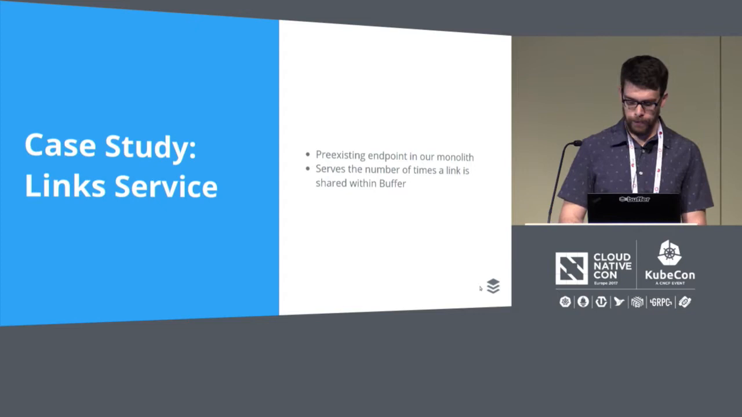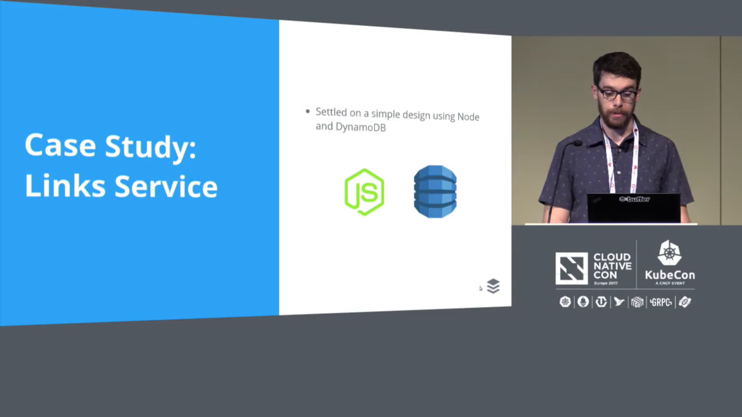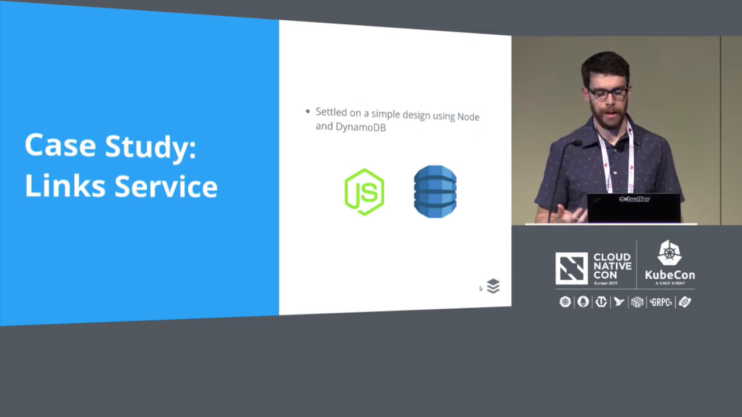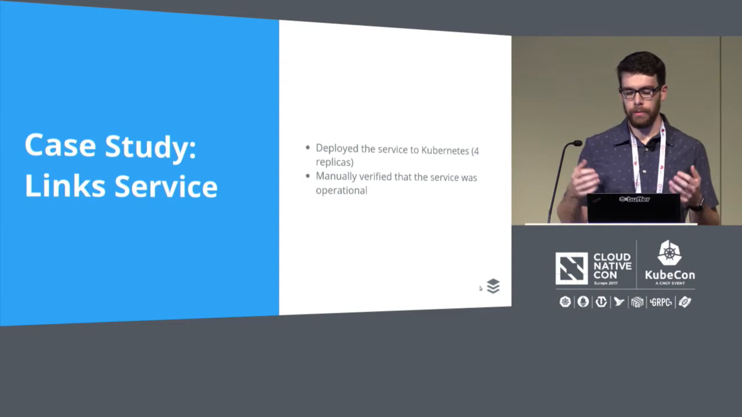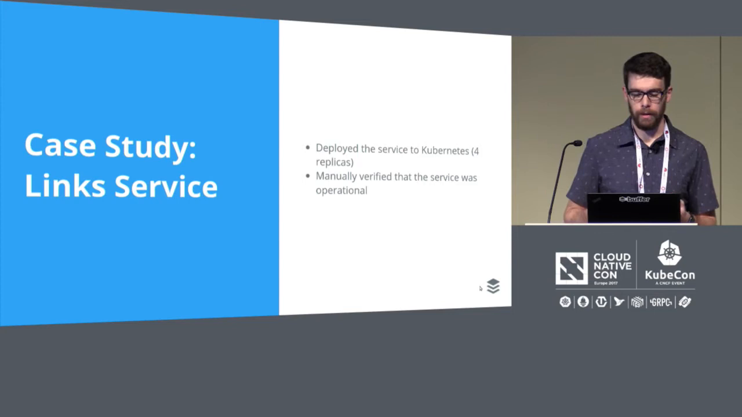So we eventually settled on a design using Node and DynamoDB. It just happened to be the right performance and price range for what we were trying to accomplish. So we built the service, and then we started to roll it out to Kubernetes. We had about 4 replicas to start off with, and we manually verified that things were working with curl.